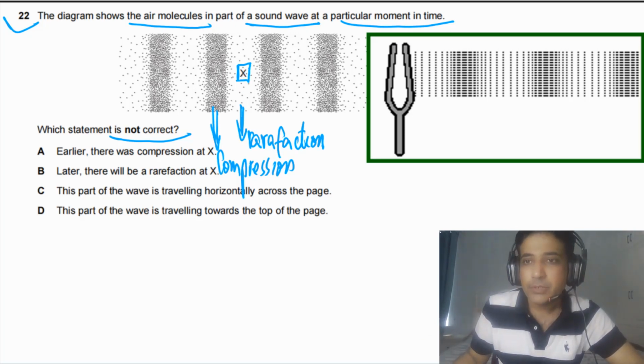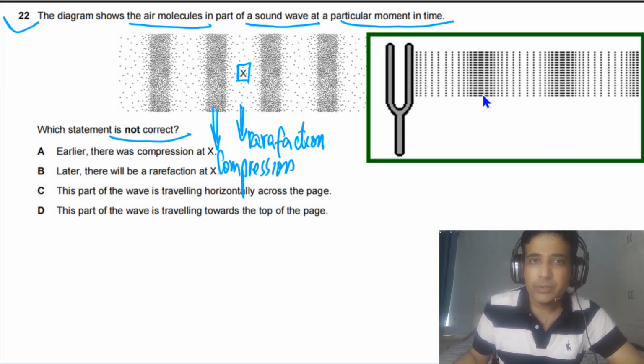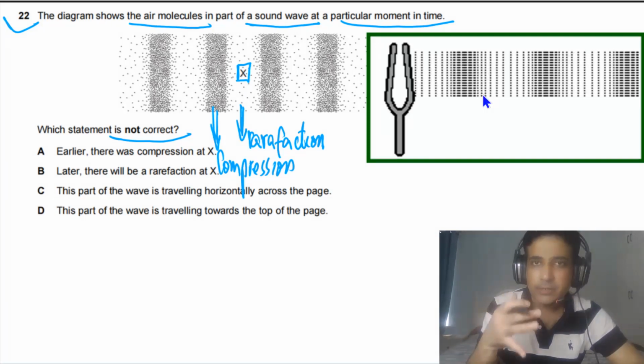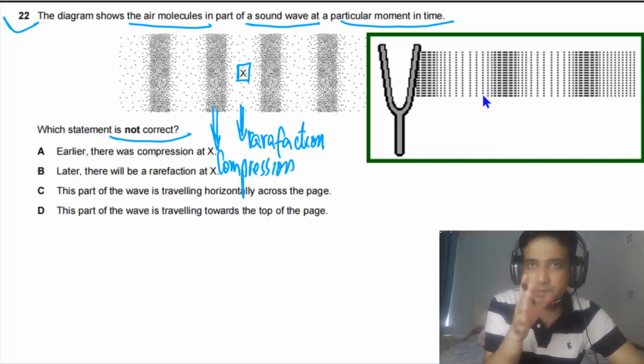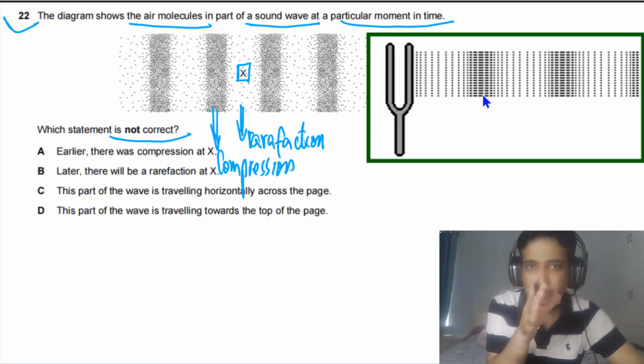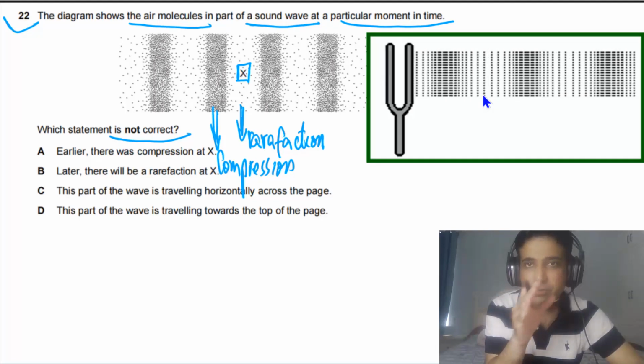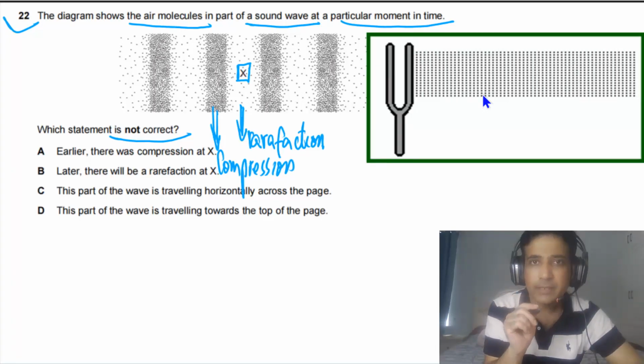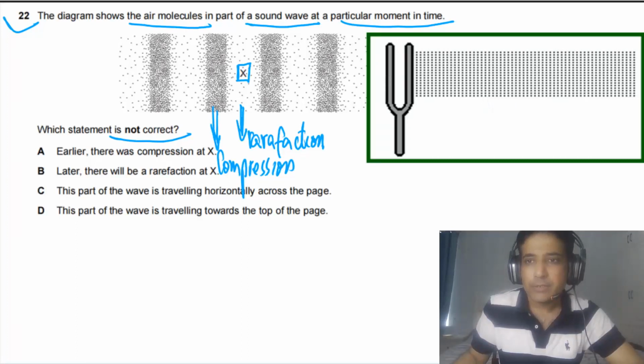Let me explain this one with the help of an animation. You can look at this animation and you can see compression is moving, or you can say rarefaction is moving. As the sound travels, compression and rarefaction also travel. So it simply means that if you look at a certain point, with time you will see compression, then you will see rarefaction, and so on. I hope you understand this one.